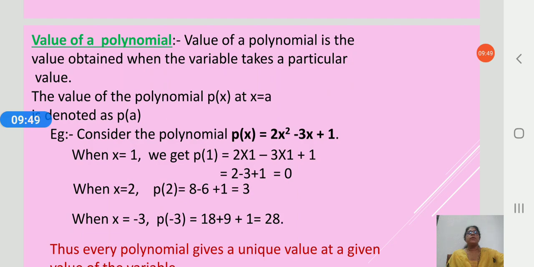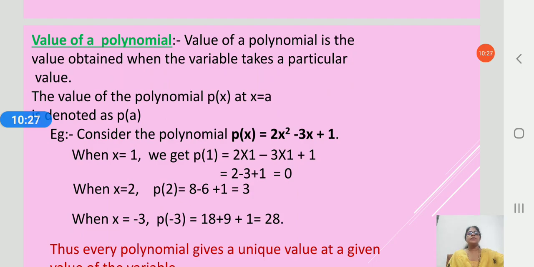Next is value of a polynomial. The value of a polynomial is the value obtained when the variable takes a particular value. That is, for a particular polynomial, if we put different values for x, we will get different values for the polynomial. The value of the polynomial at x equal to a is denoted by p of a. Consider the example p of x is equal to 2x square minus 3x plus 1. Here x is the variable.